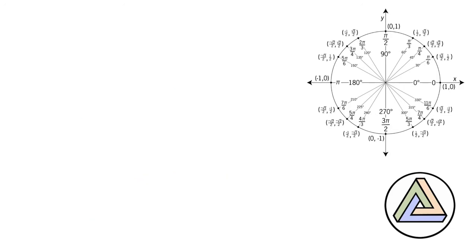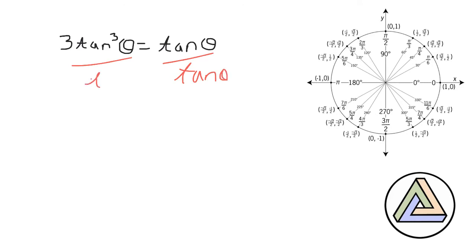All right, so the next one is 3 tan to the third theta equals tan theta. Now, I think there might be a temptation to just divide both sides by tan, and then you'll end up with tan squared theta equals 1. But I'm a little skeptical of that approach because by canceling one of these tans, you might be losing information. So I'm going to advise approaching this in a somewhat different way.